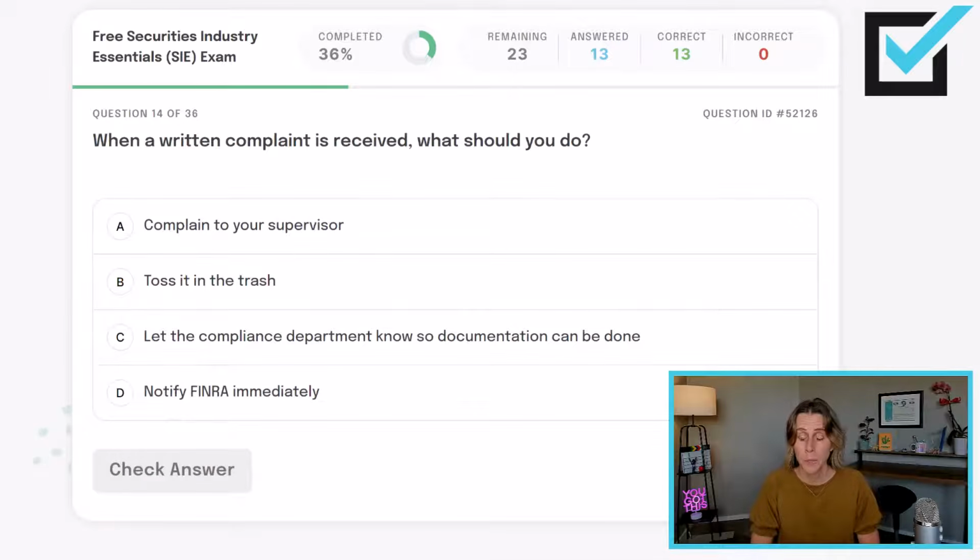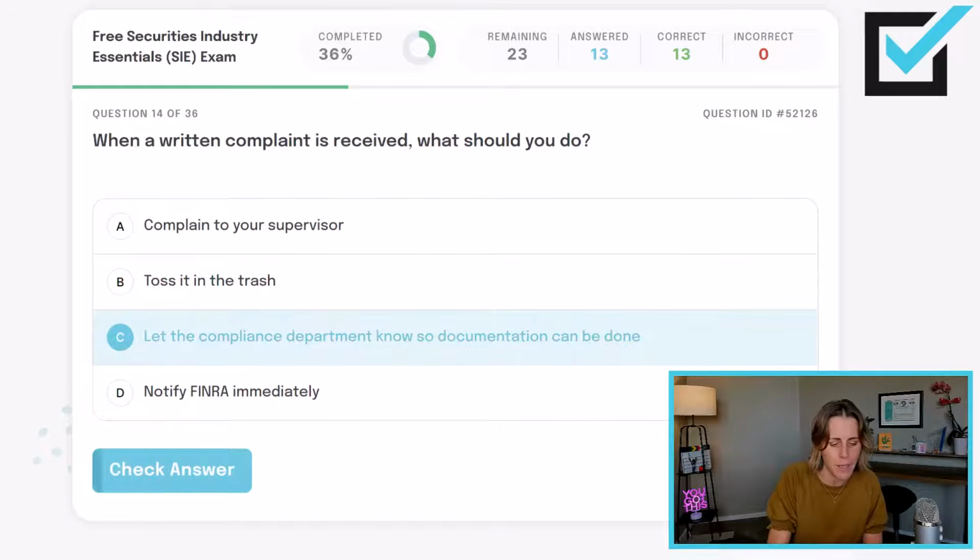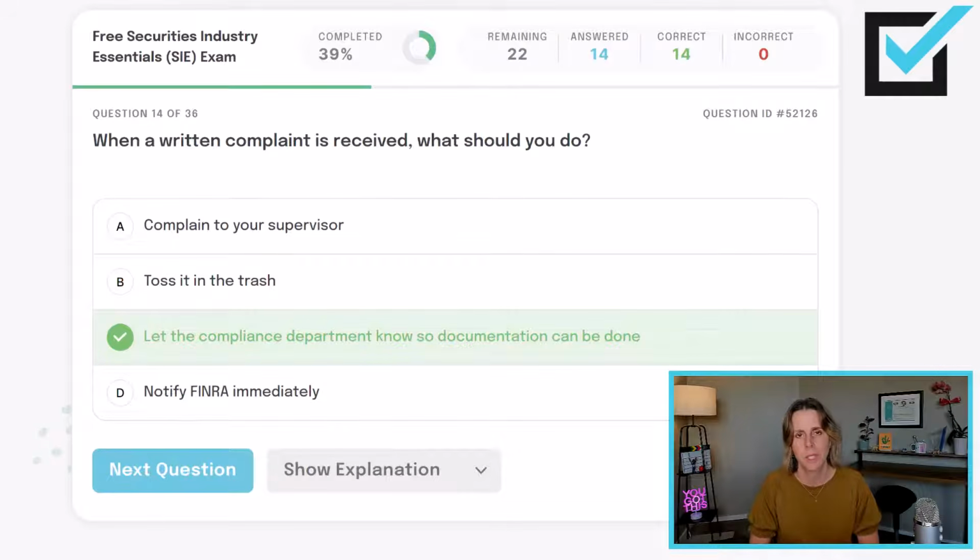When a written complaint is received, what should you do? Complain to your supervisor, toss it in the trash, let the compliance department know so documentation can be done, or notify FINRA immediately. Use your common sense. I know you want to throw it in the trash. Don't complain to your supervisor. You don't have to notify FINRA. Let the compliance department know so documentation can be done. You could tell your supervisor, true, that'd be fine, but that wasn't a choice.